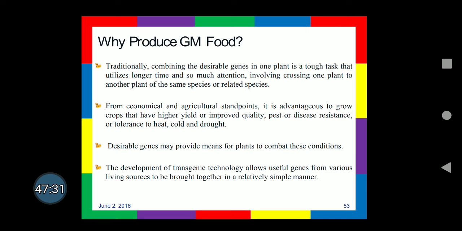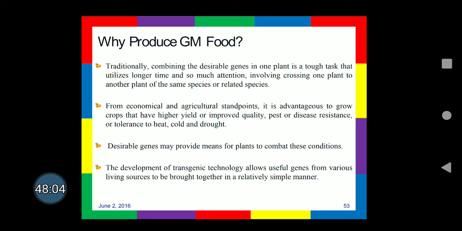Traditionally, combining the desirable genes in one plant is a tough task that takes a long time and needs much attention, involving crossing one plant with another of the same species or a related species. From an economic and agricultural standpoint, it is advantageous to grow crops that have higher yield or improved quality, pest or disease resistance, or tolerance to heat, cold and drought. Desirable genes may provide a means for plants to combat these conditions.